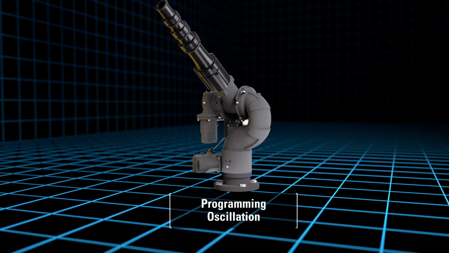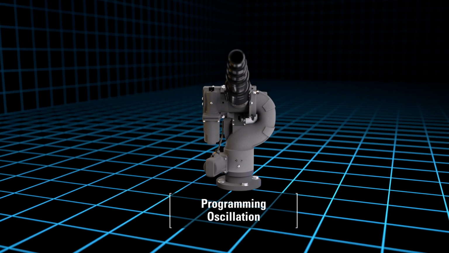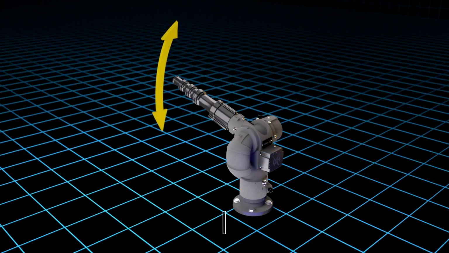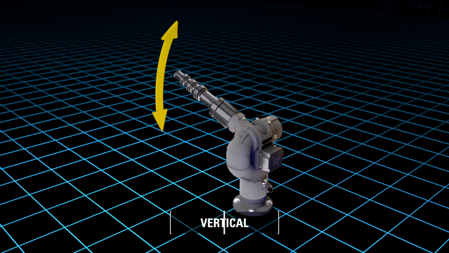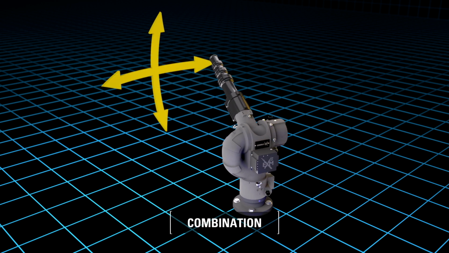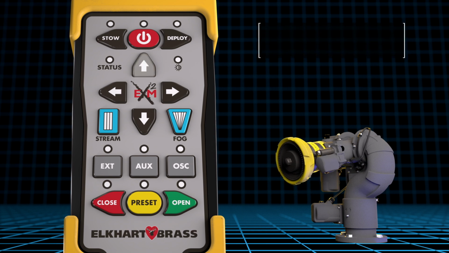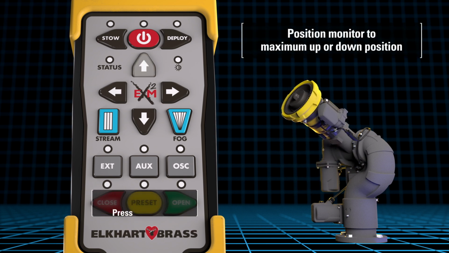The EXM2 monitor gives the operator the ability to program an oscillation pattern into the device. There are 3 different types of oscillation: vertical, horizontal, or combination. To program a vertical oscillation pattern, move the nozzle to the desired maximum up or down position and press the OSC button.